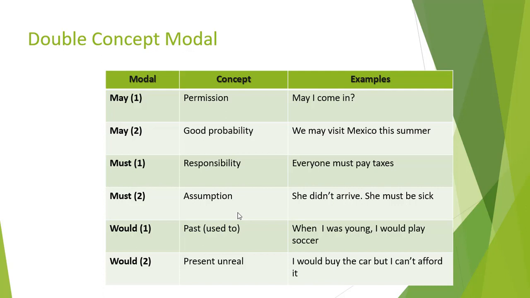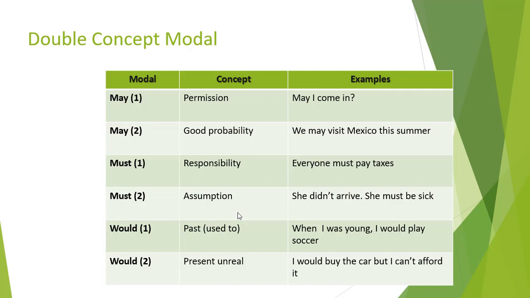And through the video, you see on your slide that we have double concept modals. The first one, we have may. It could be permission or good probability. For example, may I come in? We may visit Mexico this summer. And the second one, must. The first concept is responsibility, and the second one is assumption. Everyone must pay taxes. Or she didn't arrive, she must be sick.